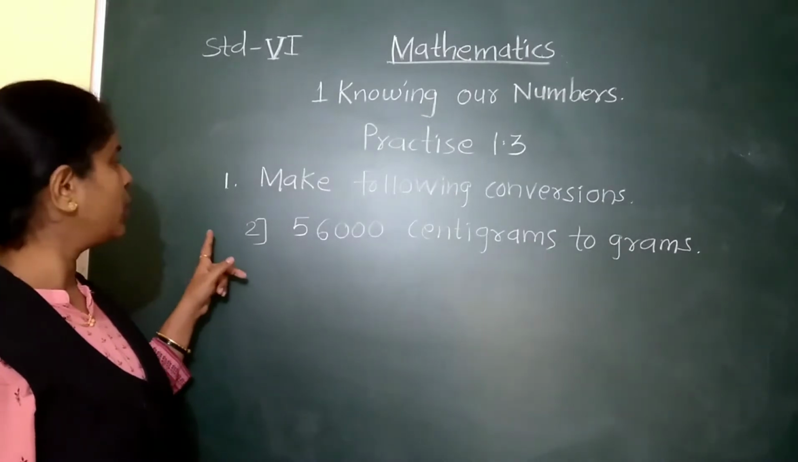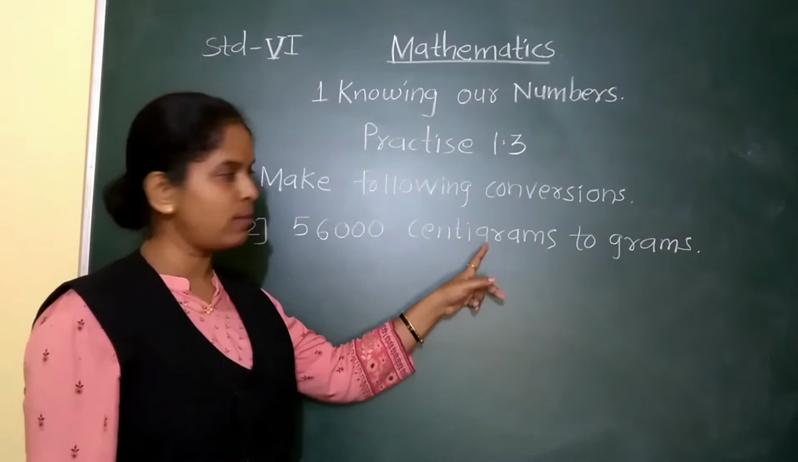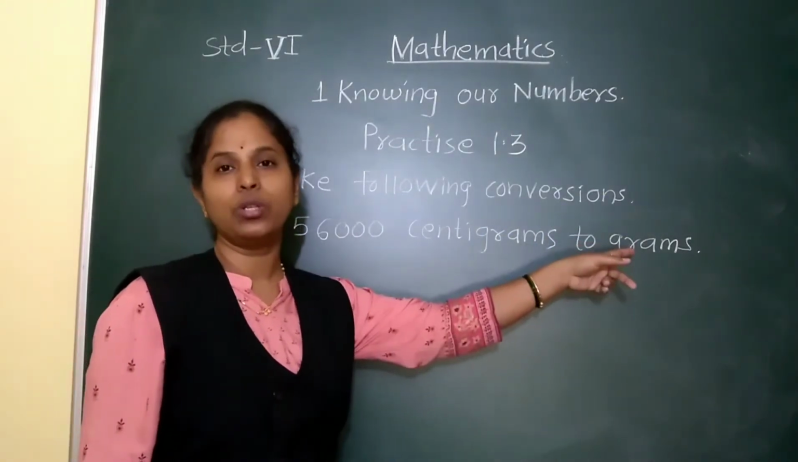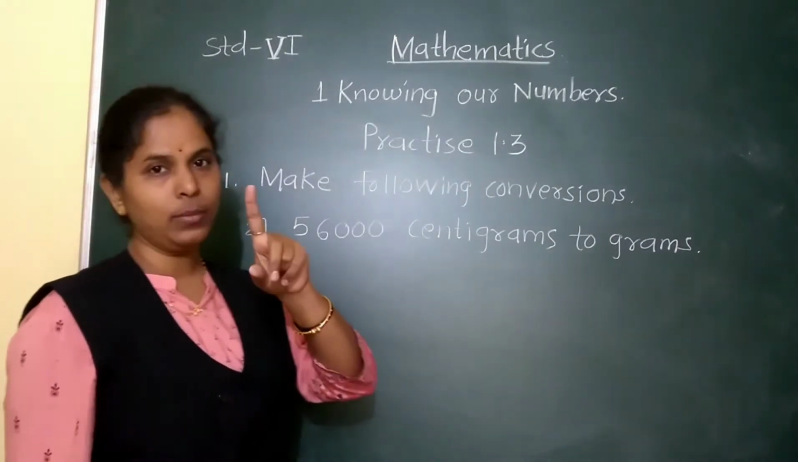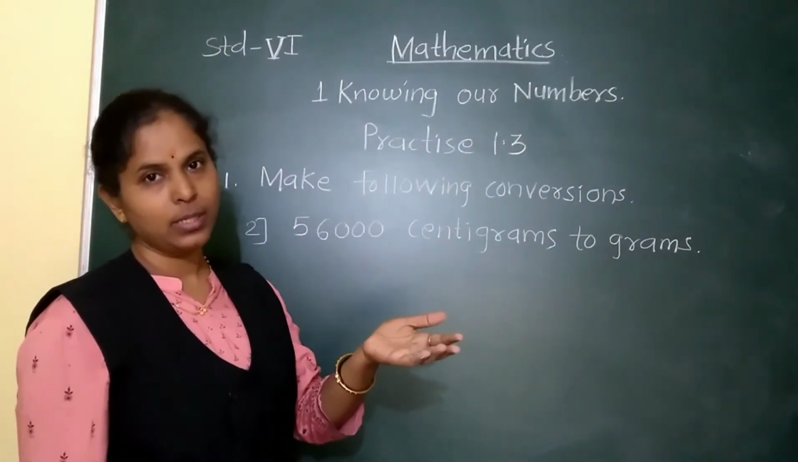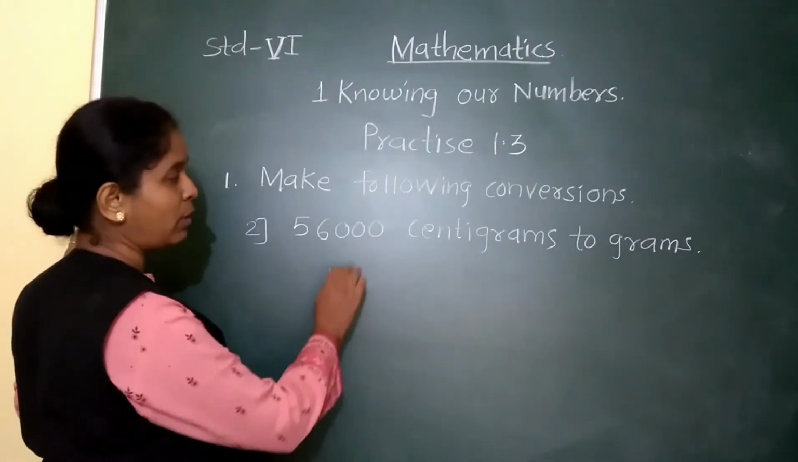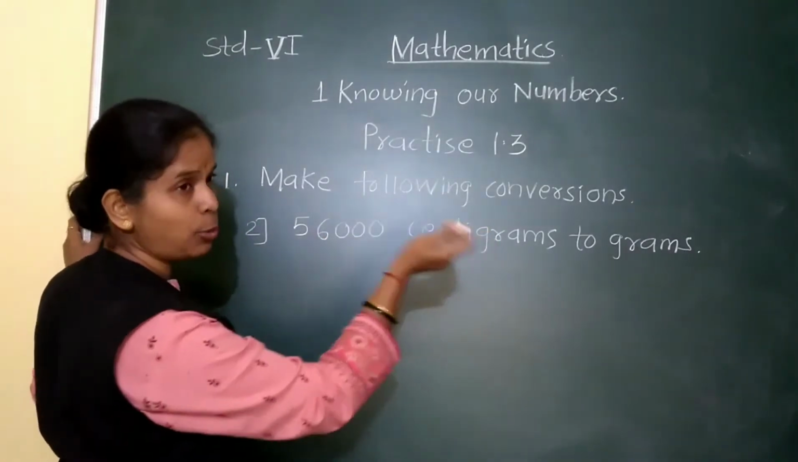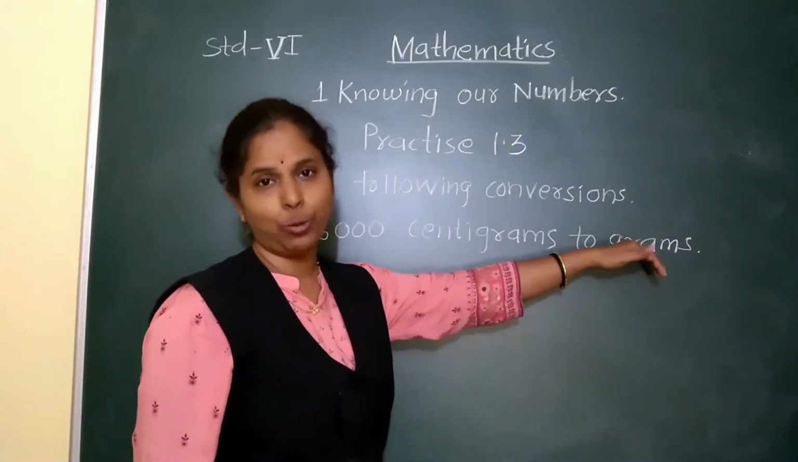Now the second question is 56,000 centigrams. We have to convert into grams. Now see here, 1 gram is equal to 100 centigrams, correct? So we have to convert centigrams into grams.